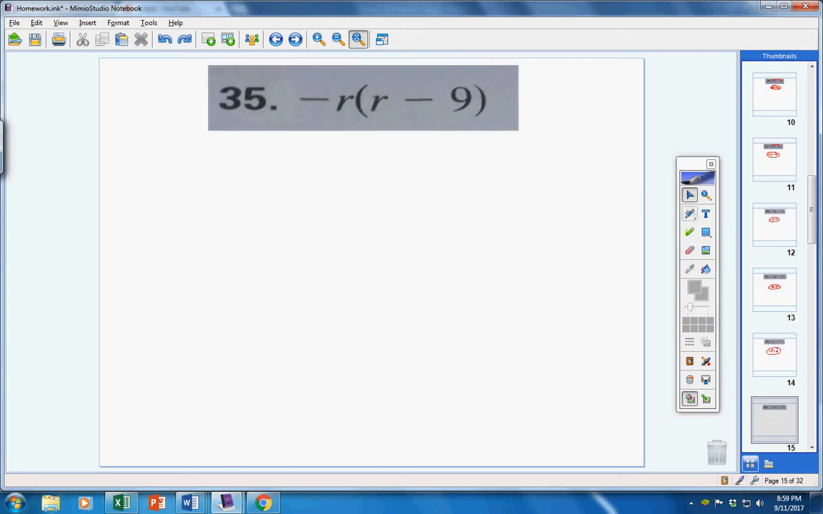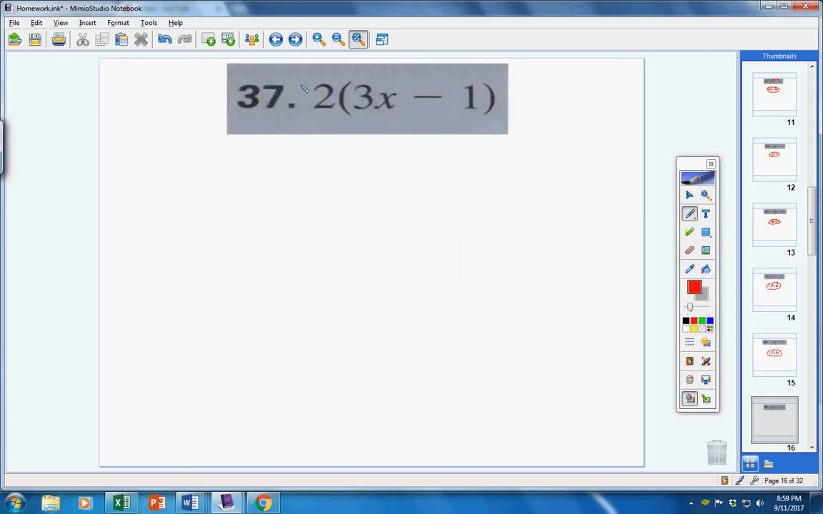Okay, number 35. Watch your signs now. You're multiplying a negative through. A negative times a positive is a negative. r times r is rr, which is the same thing as r squared. A negative times a negative is a positive, and r times 9 is 9r. Alright, moving on to number 37.